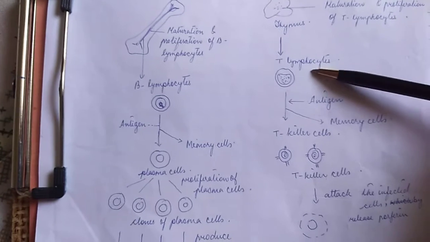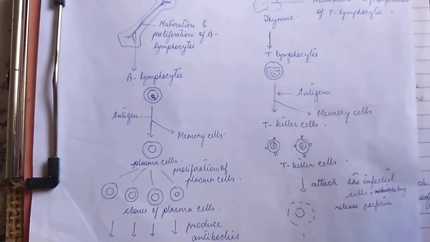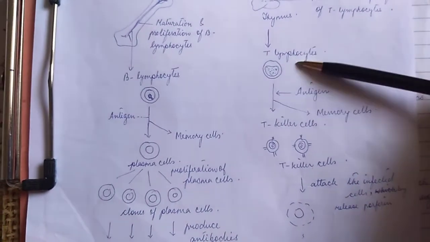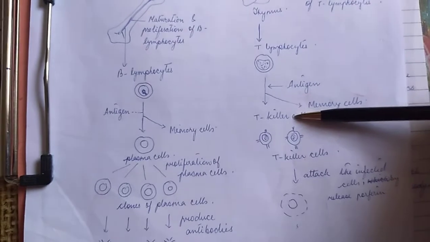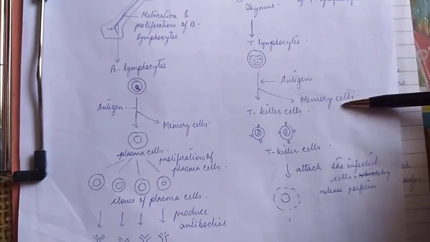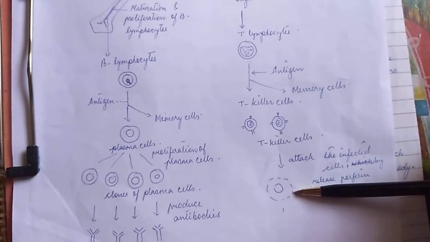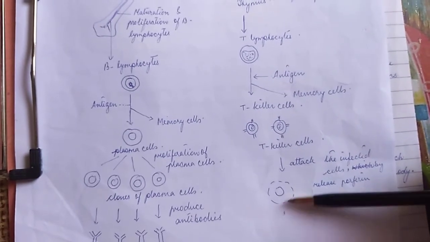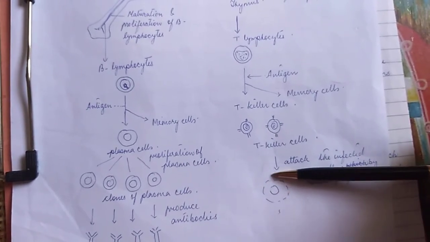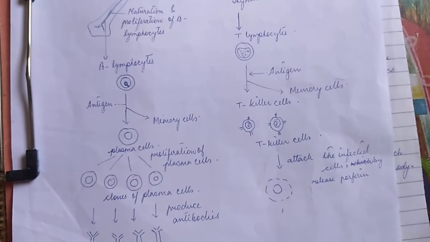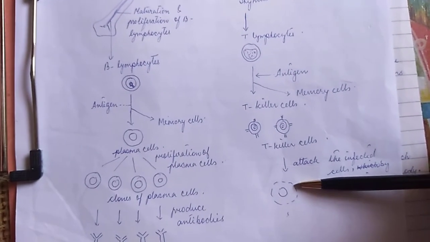T lymphocytes, on the other hand, do not produce antibodies, but they directly attack the microorganisms. When they come in contact with antigens, they produce different types of cells: T killer cells, T helper cells, memory cells, and T suppressor cells. These T killer cells directly attack the infected cells. They release perforin, which produces several pores in the plasma membrane, resulting in the bursting of the infected cells. Hence, the cell dies.